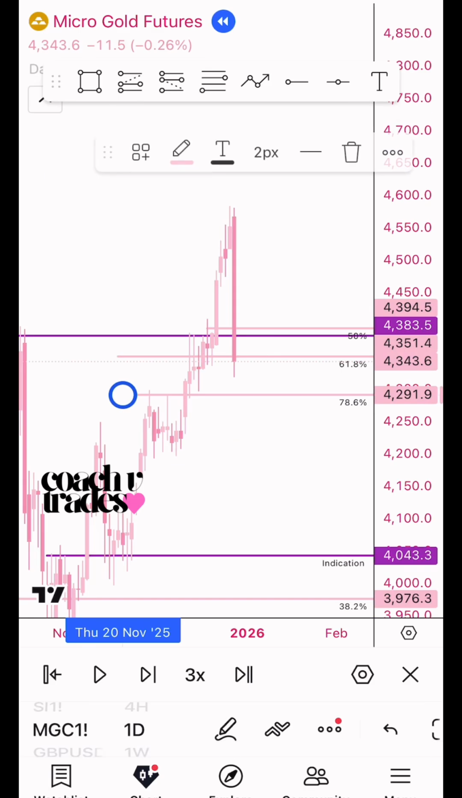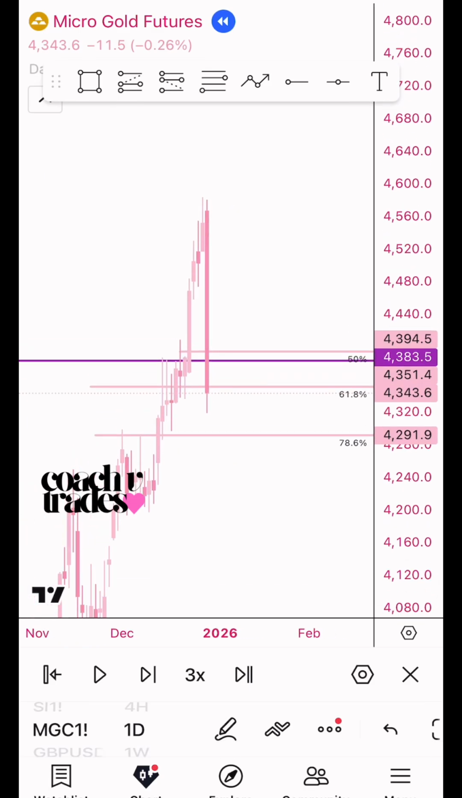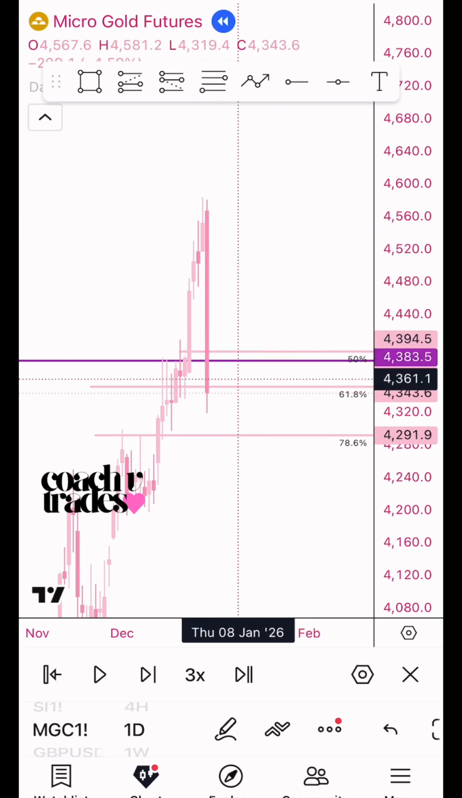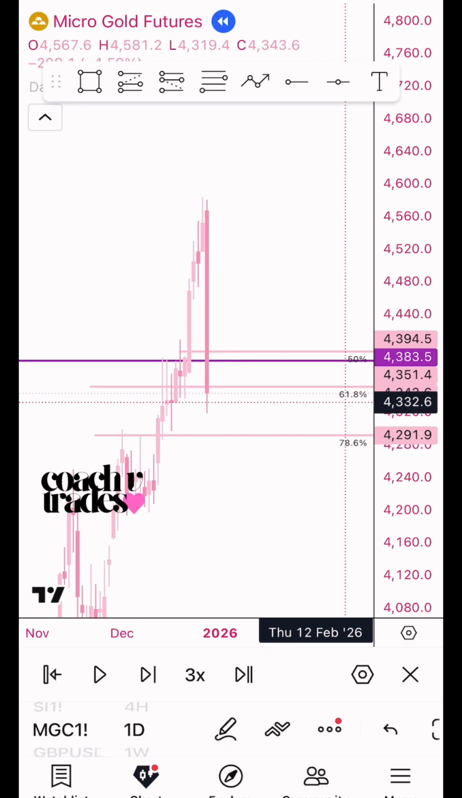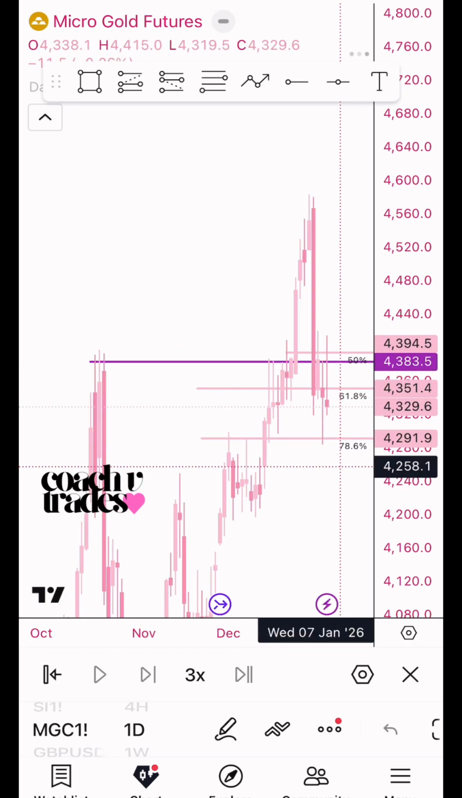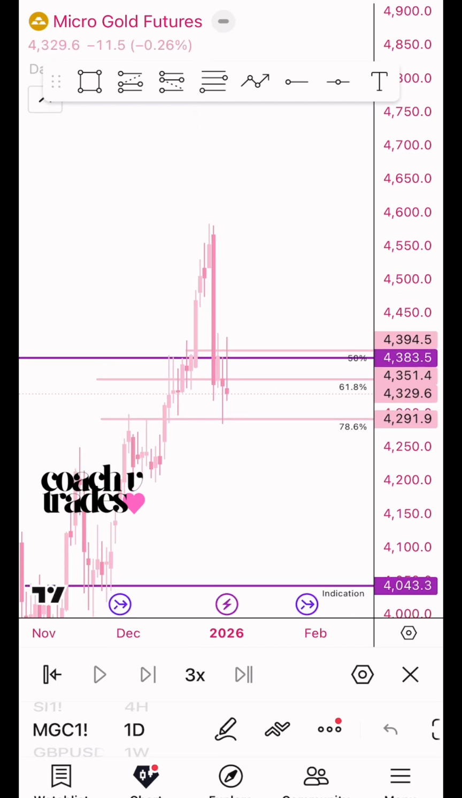Now, again, we are drawing these levels to see how price reacts. So you see, price came down, it broke our 50%, and now it's at the 61.8%, right? Okay, so now we want to see how price reacts at these levels. And this is where we are today.